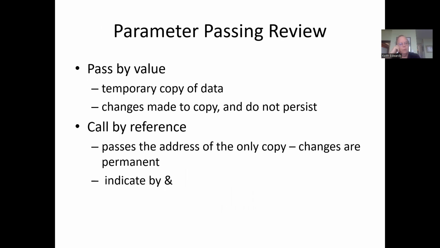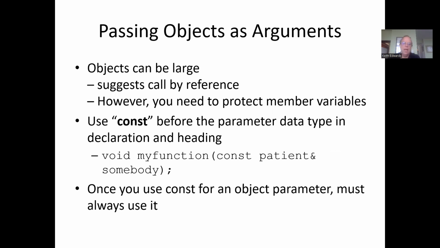Just as a little reminder, we had two types of things, pass by value and pass by reference. In pass by value, basically, we make a complete independent copy, but this can be problematic for classes because objects can be really large. And so that suggests call by reference to save a little bit on the timing of the program, but you still want to protect the member variables. You can use const before the pass by reference. And once you use const for an object parameter, you must always use it.